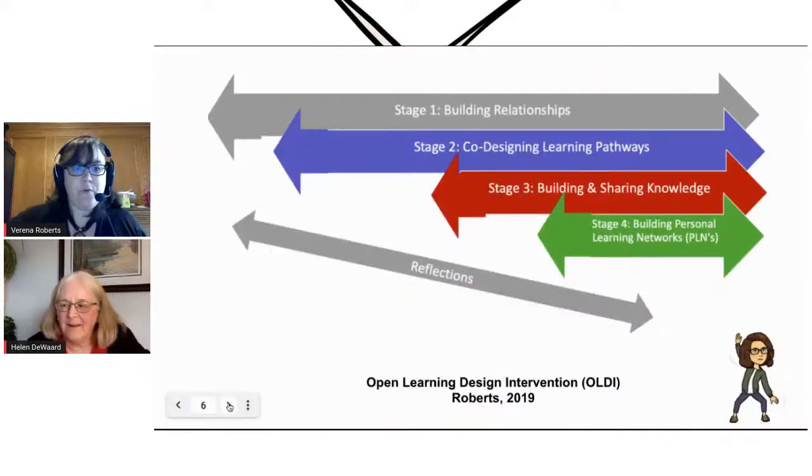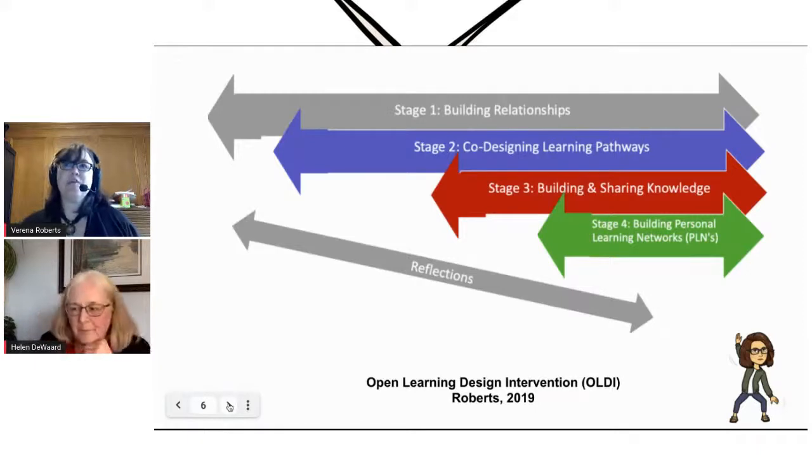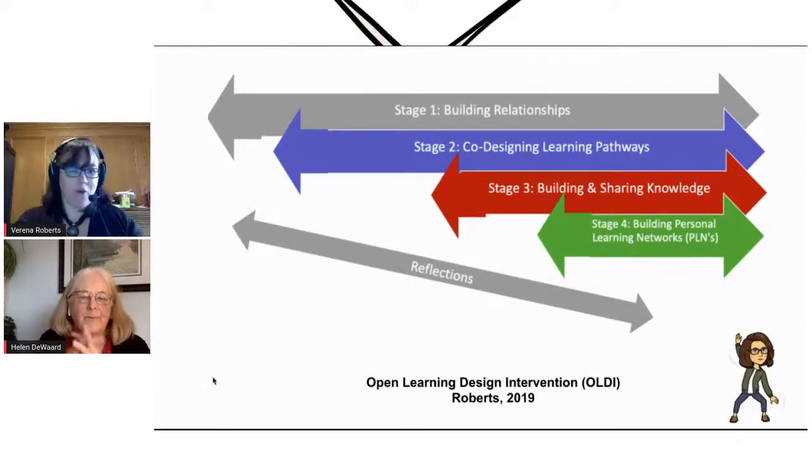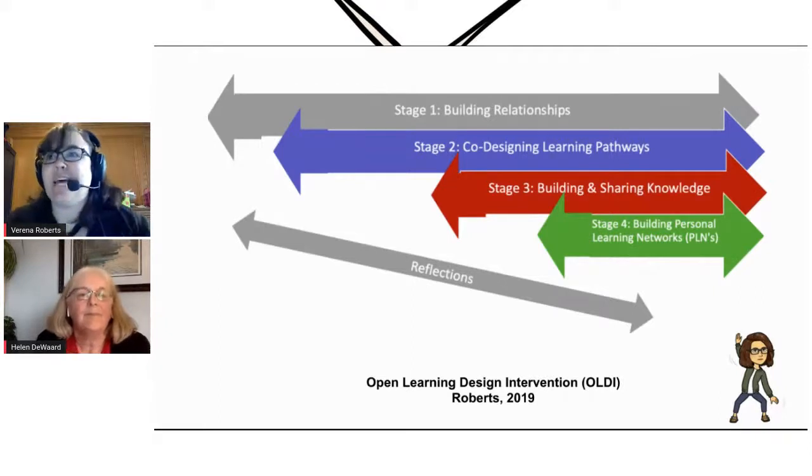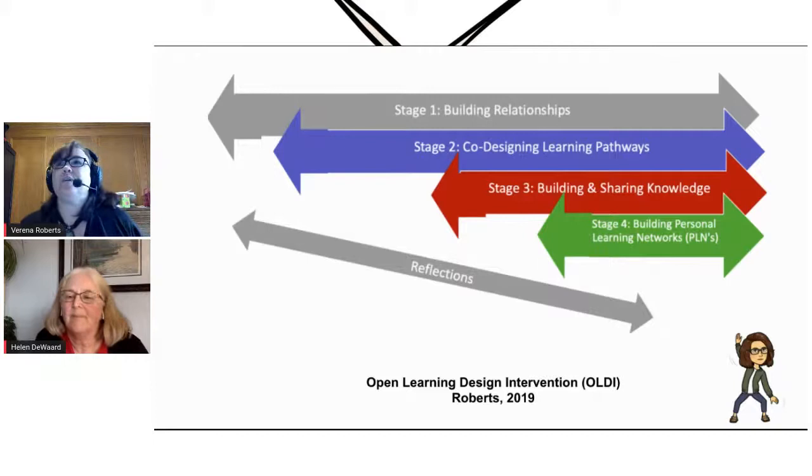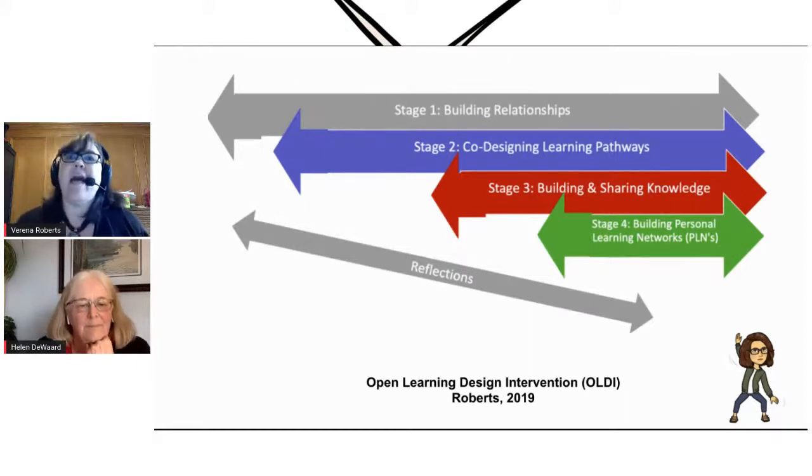Thank you, Helen. That's a good point about the future goals. So everything we design for goes beyond the course, if you can imagine that. That's always how we're thinking. So this comes from my dissertation research. It's called the OLDI, the Open Learning Design Intervention. It's based on four stages, as you can see: building relationships, co-designing learning pathways, building and sharing knowledge, and building personal learning networks, all the while focusing on reflections and reflective practice in multiple ways and forms.